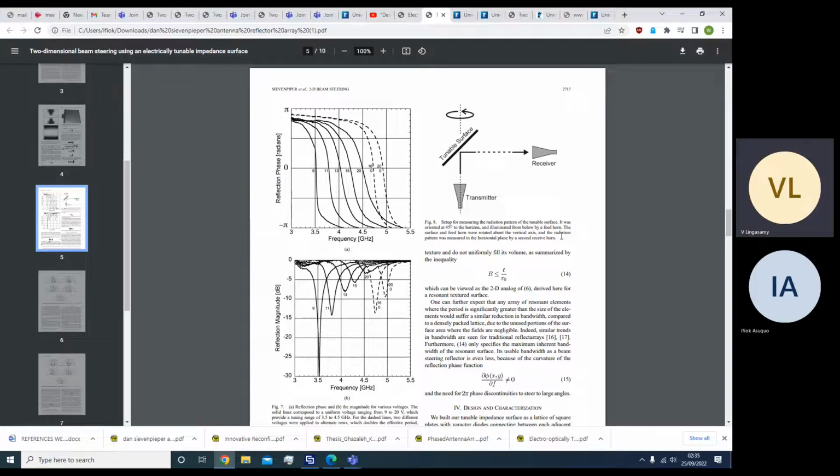Remember, I told you there was one time we did a horn, but it takes a lot of computational power. Remember? Because I have to do one horn here and one horn here. So I use a plane wave. Remember, you did a horn for me once. I said that is going to take power. The surface and feed horn were rotated about the vertical axis, and the radiation pattern was measured in the horizontal plane by the second receiver. Correct. Good. So what I did is 45 degrees.